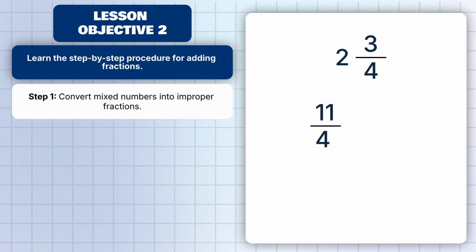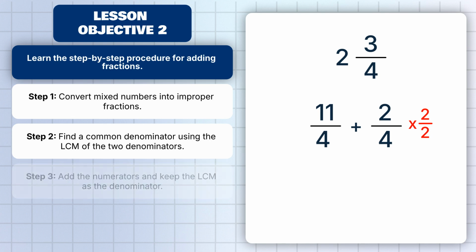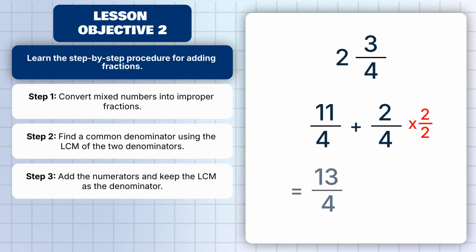Now let's say we're adding 2 3/4, or 11/4, to 1/2. Like before, we need to make the denominators the same by finding the lowest common multiple. To do this, we can multiply the numerator and denominator of 1/2 by 2 to give 2/4. Now, add the numerators of the fractions and keep the common denominator the same. 11 plus 2 gives us 13, which we can then put over 4.